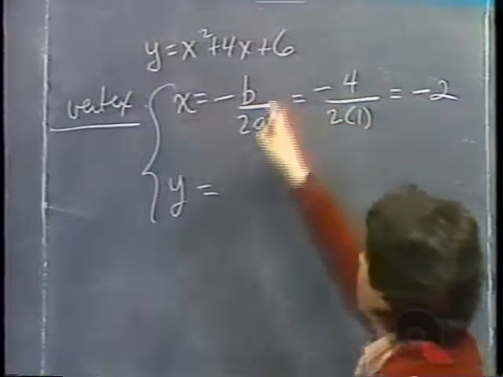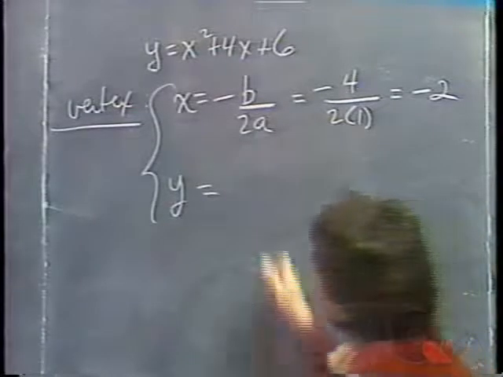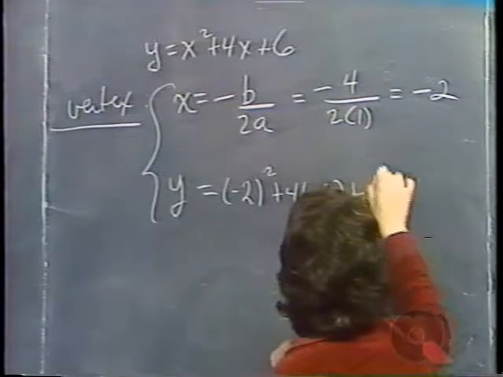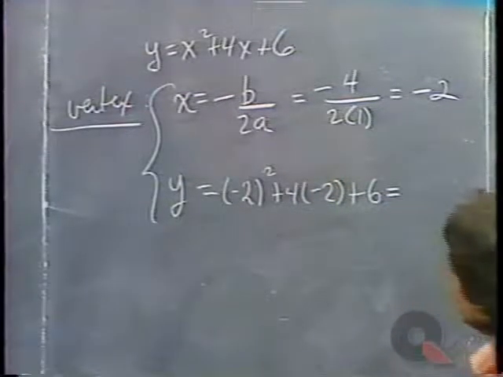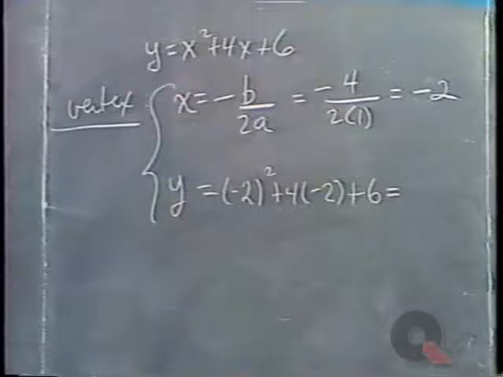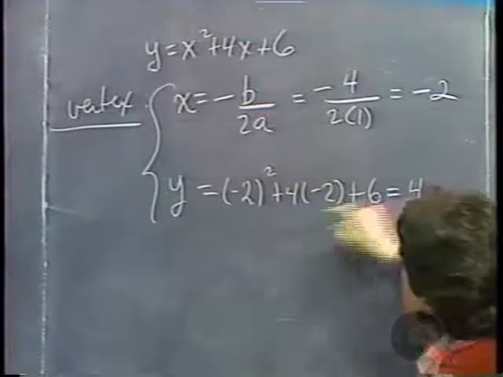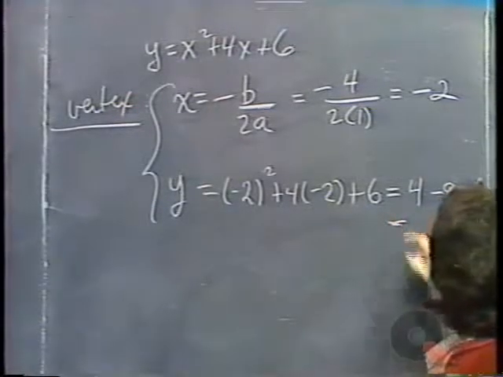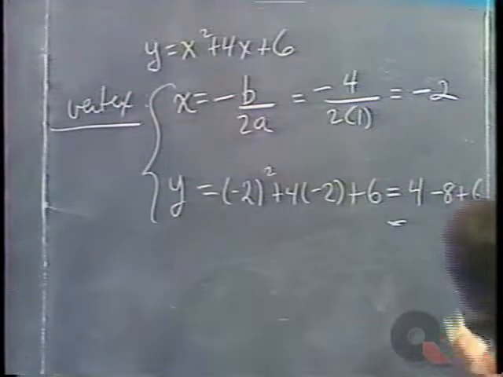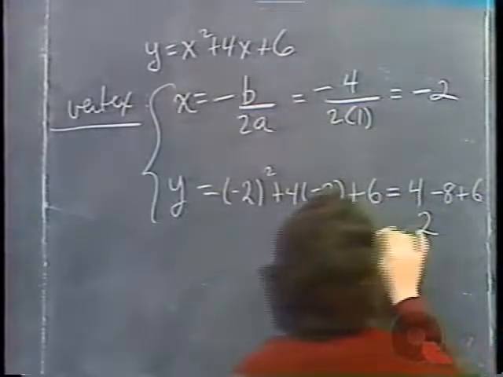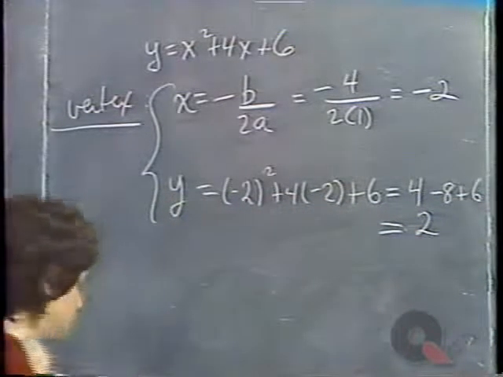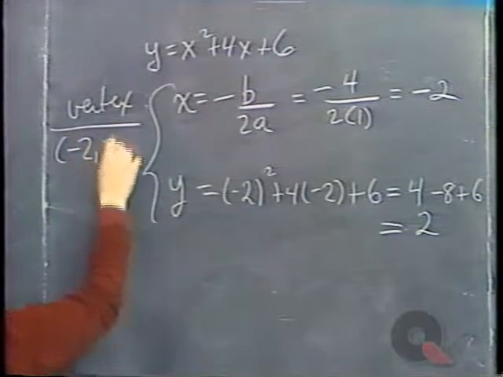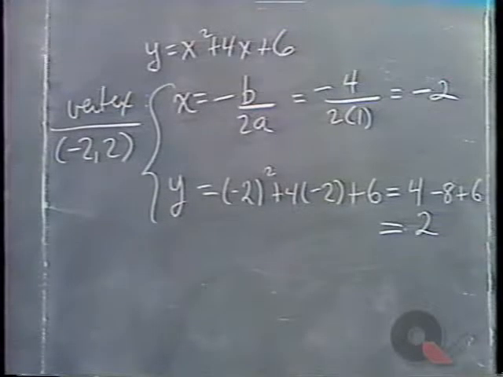The y-coordinate is found by substituting into the original equation. We get minus 2 squared plus 4 times minus 2 plus 6. This would give us 4 minus 8 plus 6. That's 10 minus 8, or 2. So the vertex has coordinates minus 2 comma plus 2. Okay, let's see what we have so far.